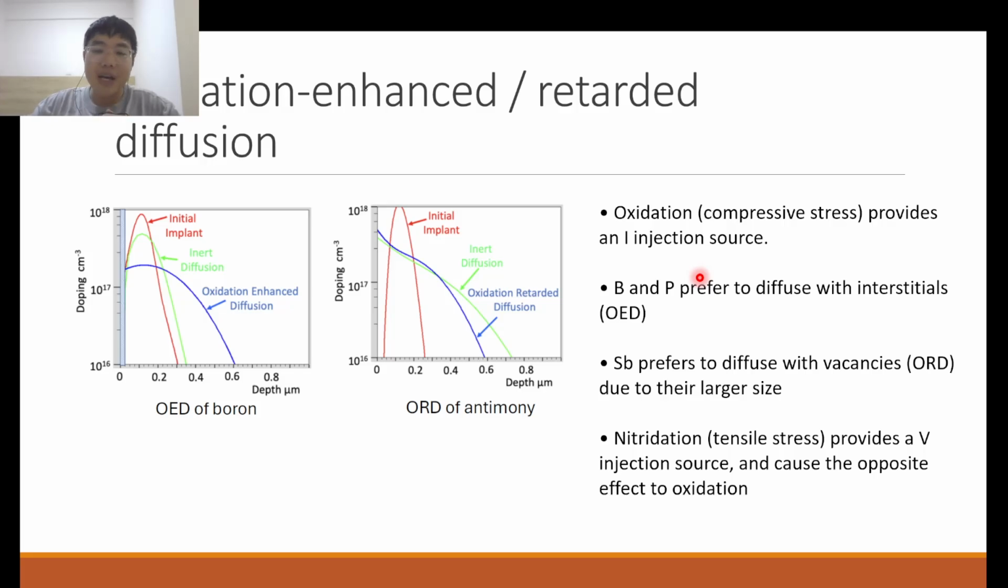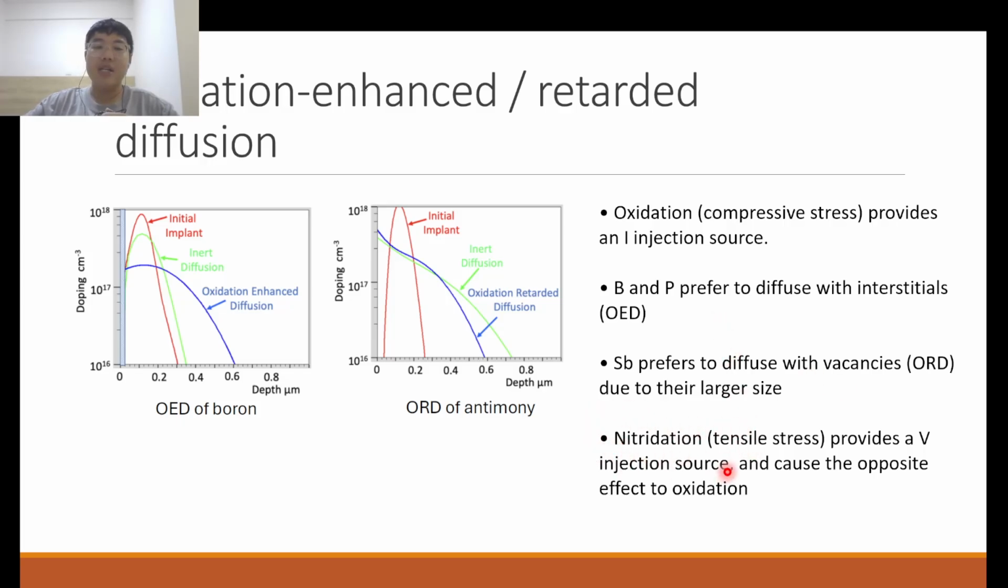However, when you have bigger atoms like antimony, right, antimony cannot very easily diffuse along interstitial positions. So it prefers to diffuse with vacancies. How this works is that there's a vacancy, the antimony atom jumps into the vacancy, then it finds another vacancy to jump into, and so on and so forth. So we have what we call oxidation retarded diffusion for antimony.